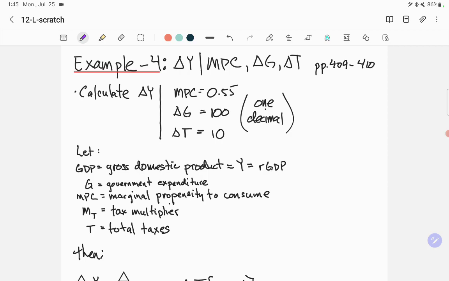So what's happening here? What happens to standard of living, or the amount of output, or the amount of spending, because it's all the same at equilibrium? The government is going to increase taxes, total amount of taxes, because it needs to spend more.